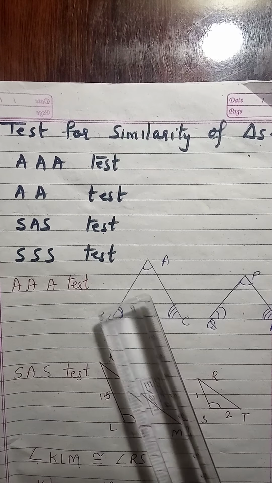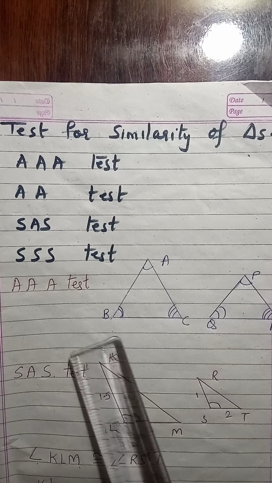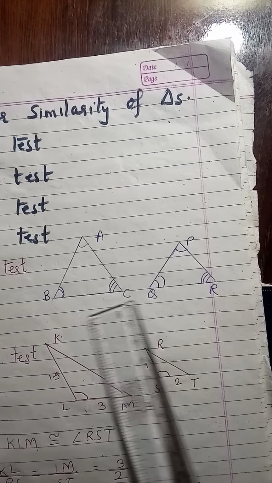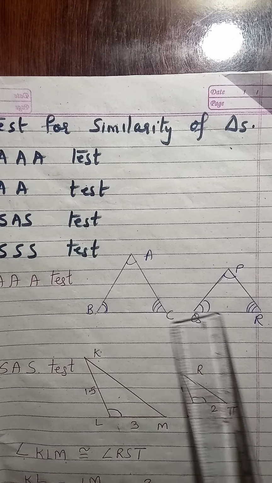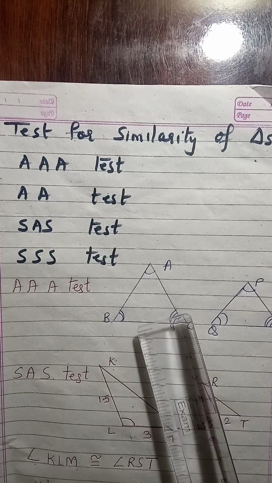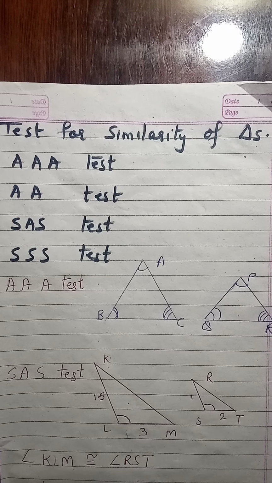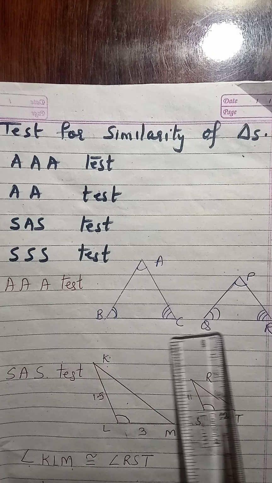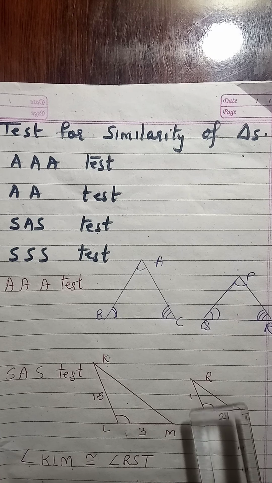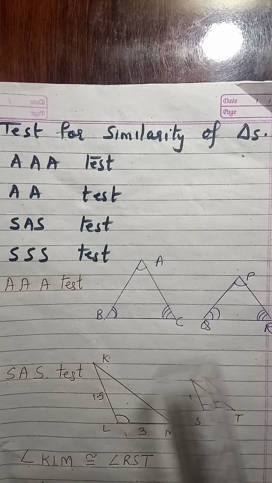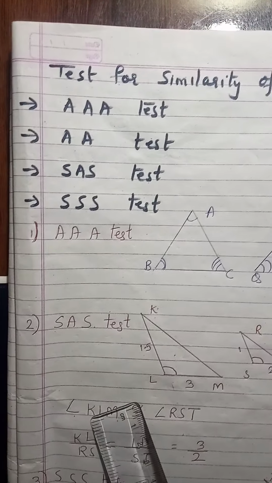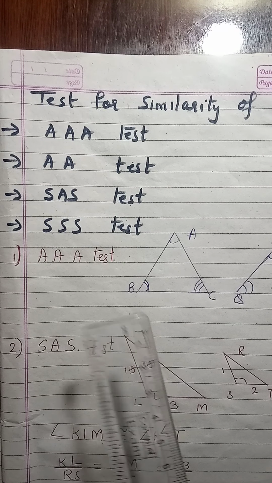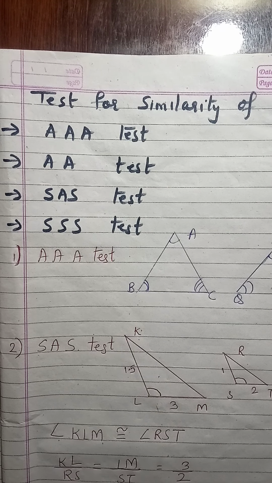For example, here see the marking. A corresponds to P, B corresponds to Q, C corresponds to R. So ABC corresponds to PQR, which clearly indicates that angle A is congruent to angle P, angle B congruent to angle Q, angle C congruent to angle R, and therefore both the triangles are similar by AA test. If any two conditions are satisfied, then also we can say that the two triangles are similar by AA test.